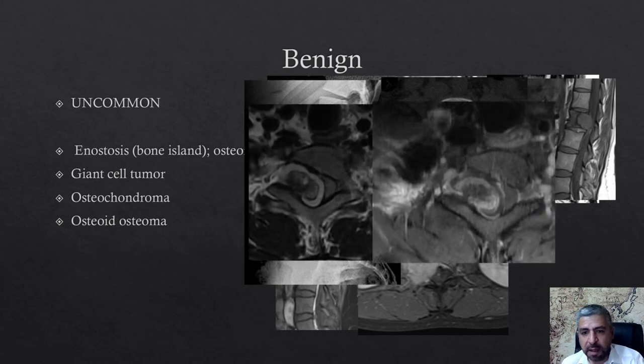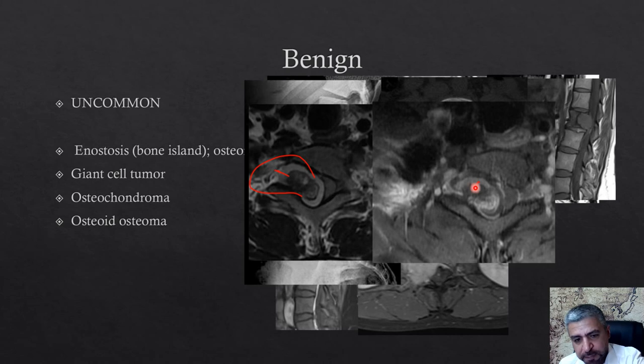The other and the last lesion, also we have here another example of osteochondroma or an exostosis. You can see here, and this is the cartilaginous cap.